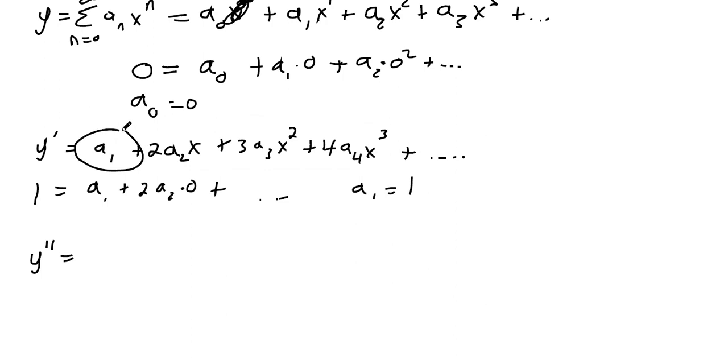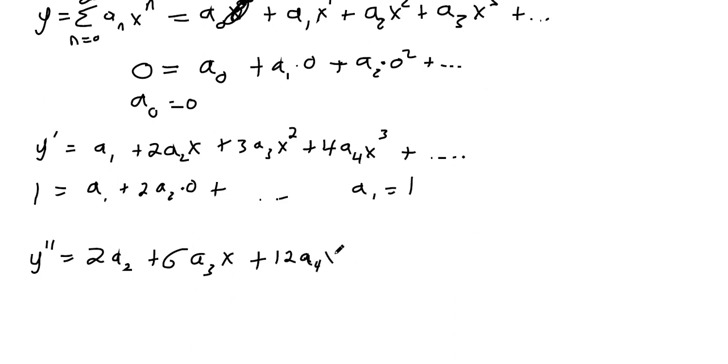Derivative of this with respect to x is 0. Derivative of this with respect to x is 2 times a sub 2. Derivative of this with respect to x is going to be 6a sub 3 x to the first power. Derivative of this is going to be 12a sub 4 x to the second, and that might be enough.